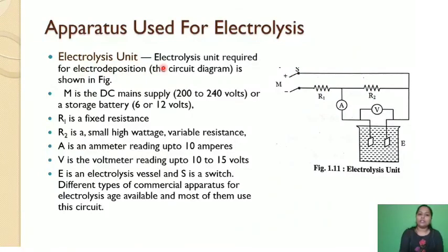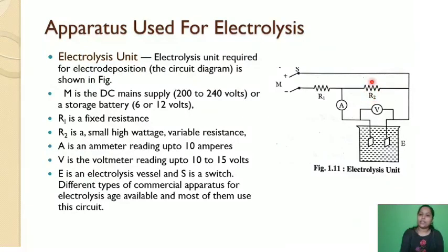The electrolysis unit used for electrode deposition is shown in the figure. Here M is the DC main supply, 200 to 240 volts, or a storage battery of 6 or 12 volts. R1 is a fixed resistance. R2 is a small high voltage variable resistance.